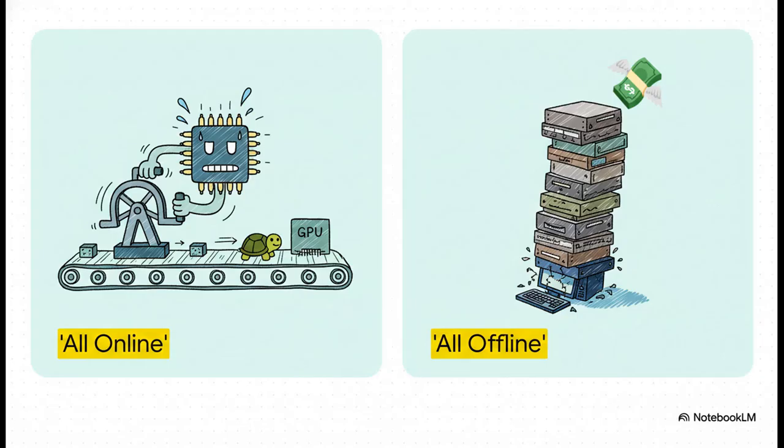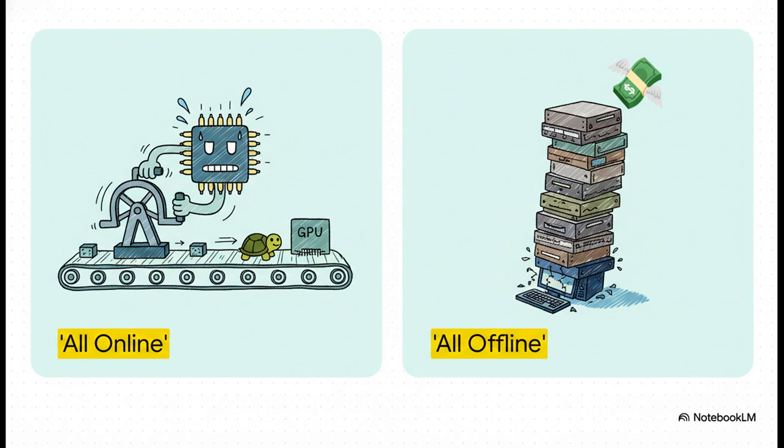So there are two classic ways people try to handle this. The first is the all-online approach. You do every single one of those steps on the fly right during training. This is really flexible, but it can be painfully slow because your CPU is just burning itself out trying to prep data while your expensive GPU is just sitting there waiting.